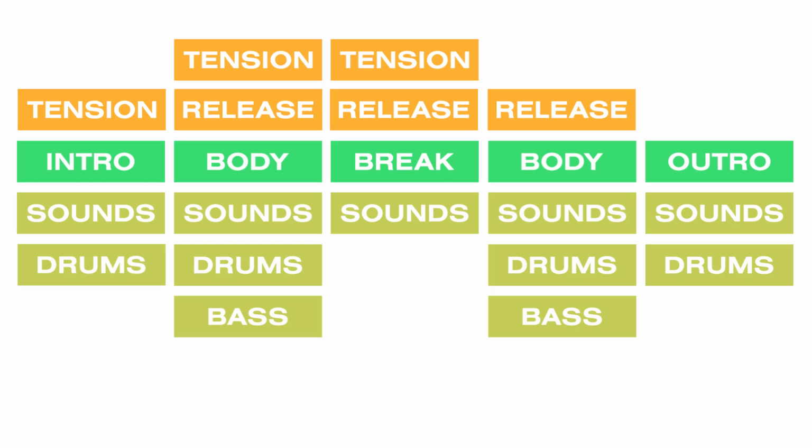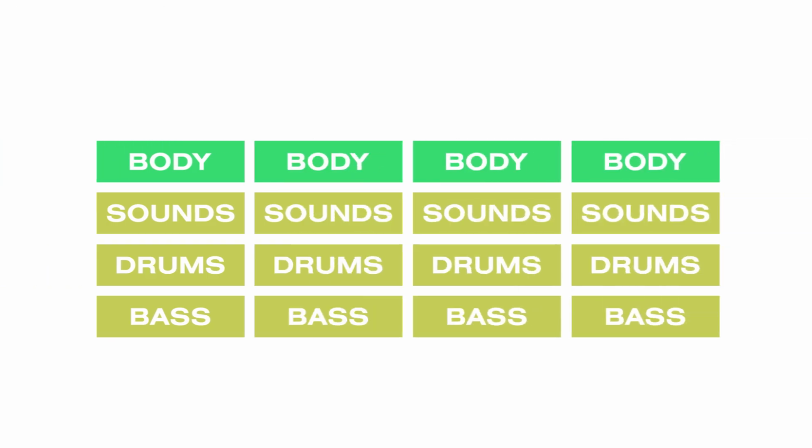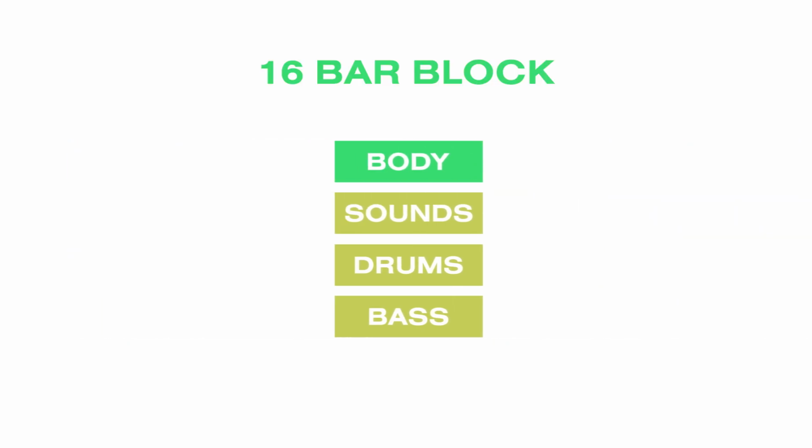Now, the body is comprised of smaller segments, which I call blocks, and you could have anywhere between 1 to 4 of these blocks, generally speaking. These blocks are usually 16 bars long. It's really important to get good at writing a 16-bar block because then it gets really easy to arrange the track. So this is where we'll be focusing today.